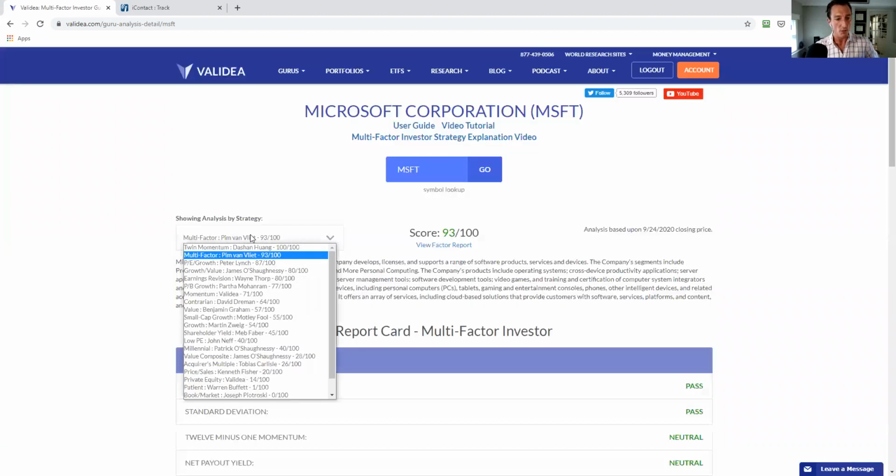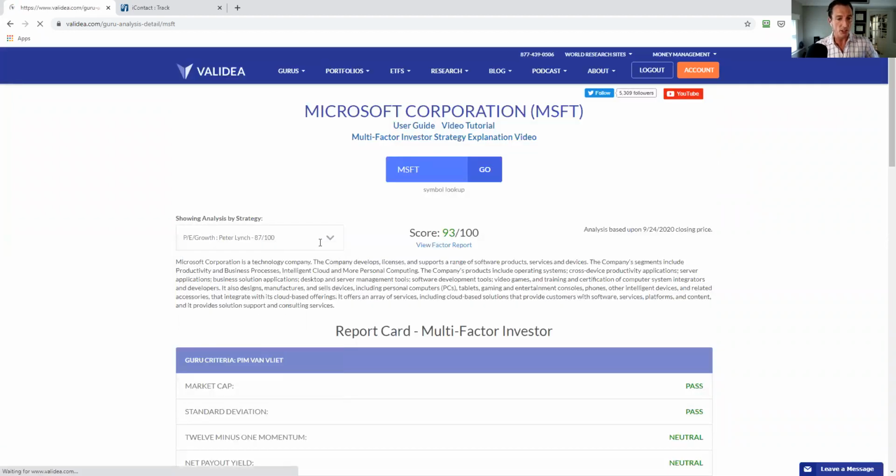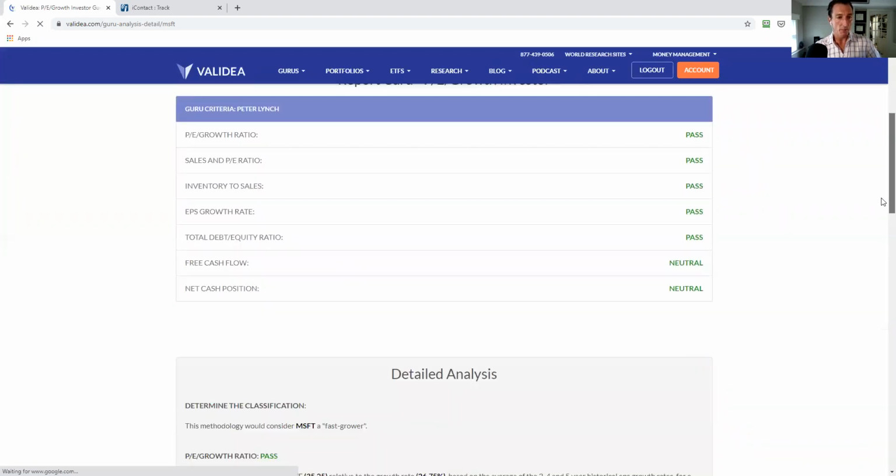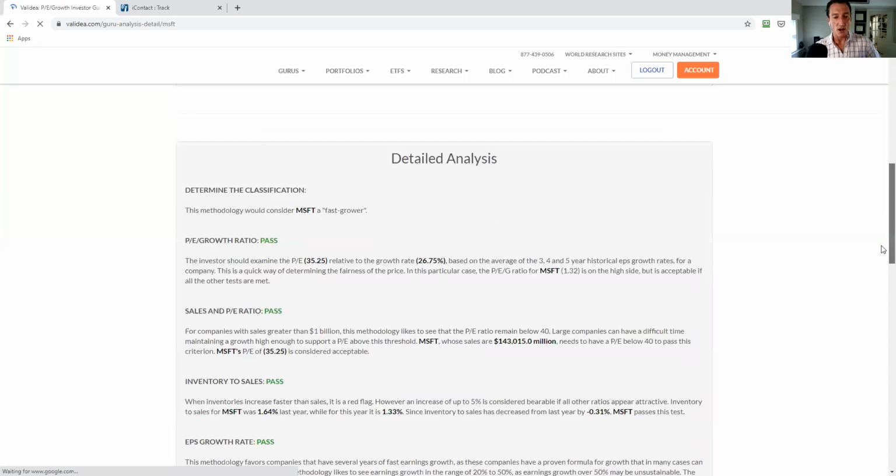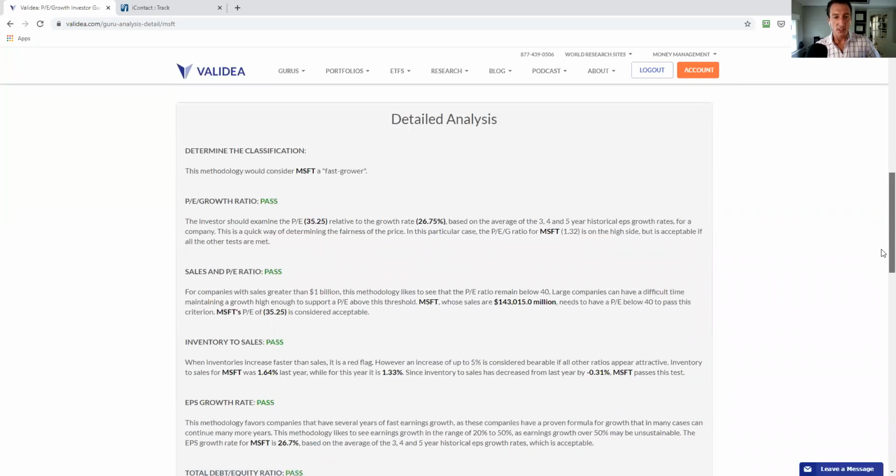If we click into another one, let's say the Peter Lynch model, based on his work in One Up on Wall Street, we can see a whole different set of investment criteria. Here, it's basically considering Microsoft a fast grower. It's looking at the PEG ratio.